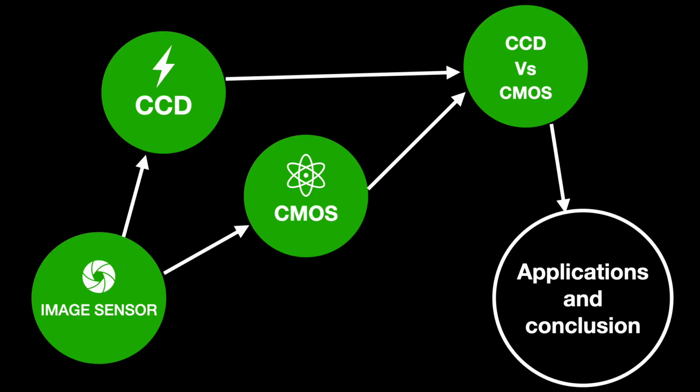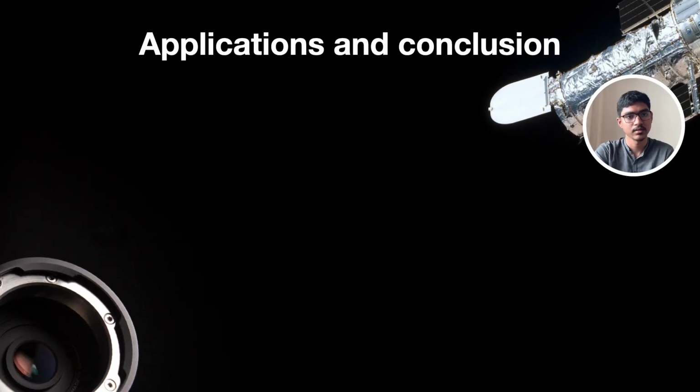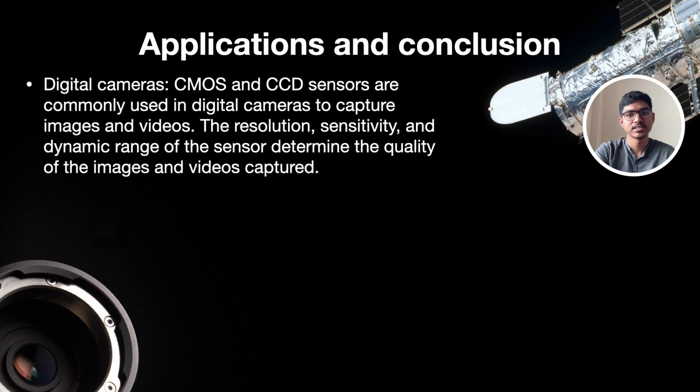Since we looked at the advantages and disadvantages of CCD and CMOS sensors, now we will go into the applications and conclusion of the slides. Both CMOS and CCD sensors have a wide range of applications in various industries and fields.